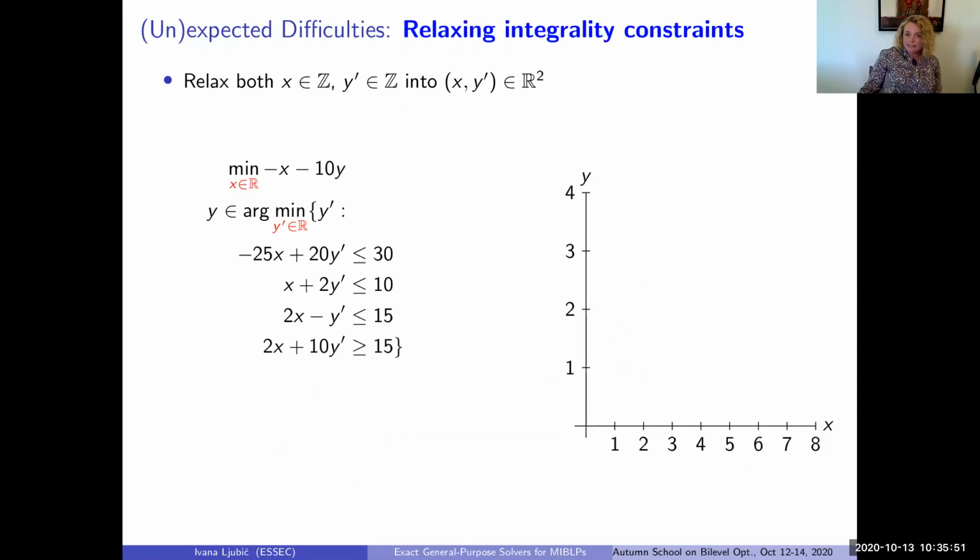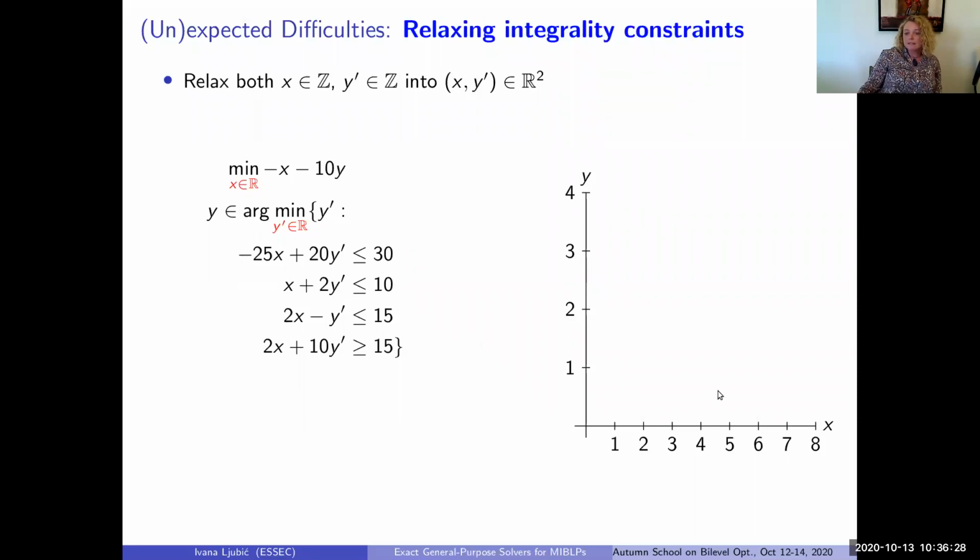Okay, now the next counterintuitive thing about bi-level MILPs is related to the relaxation of integrality constraints. As I already mentioned, if you think of two-stage optimization problems like two-stage stochastic or robust optimization with recourse, where the recourse is a convex function, then relaxing the integrality conditions in the first and in the second stage gives you a valid lower bound. Unfortunately, for the bi-level MILPs, this is not the case.